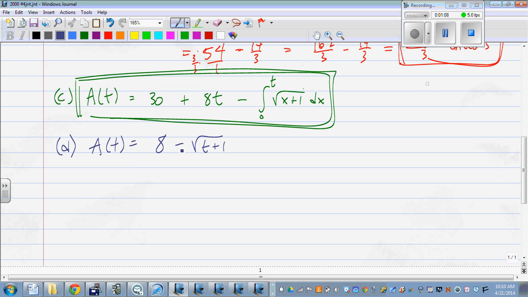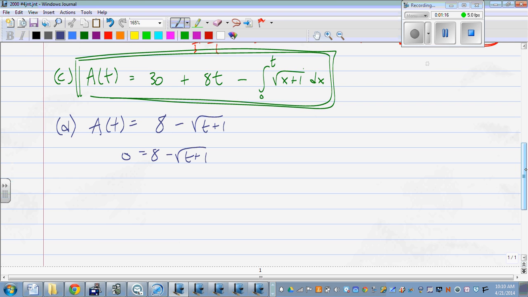Now we want to figure out when this is 0, to find our critical values, those points that could be local mins and local maxes. I'm going to add the square root of t plus 1 over to the other side. We can square both sides, and we get t plus 1 equals 64. And subtract, we get t equals 63. So we have one critical value.